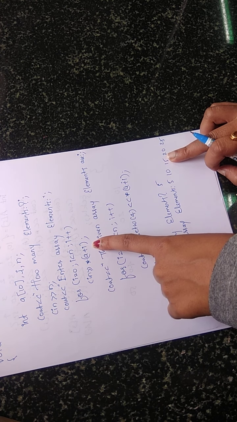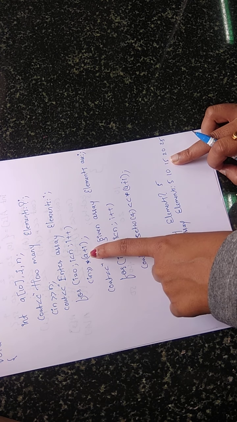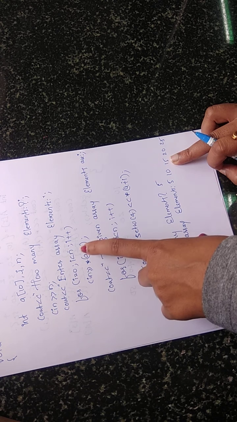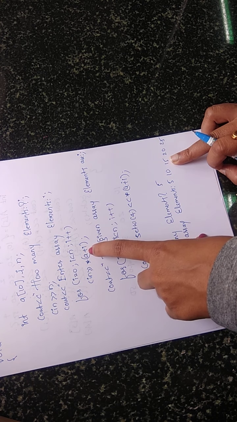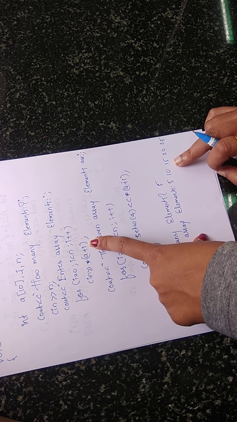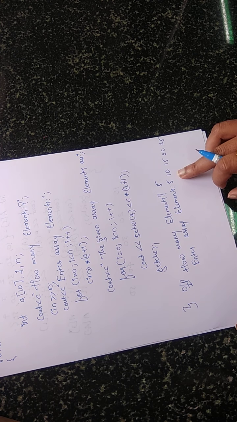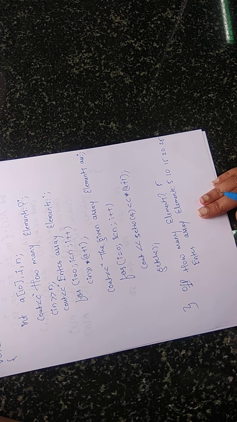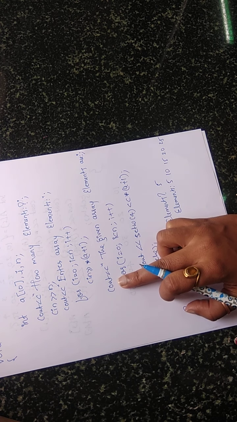So when you enter 15, the 15 will be stored in a address plus I value. I value is 2. So address plus 2 will be stored and in that position 15 will be stored. Similarly 5, 10, 15, 20 and 25 will be stored. Next come to this line.